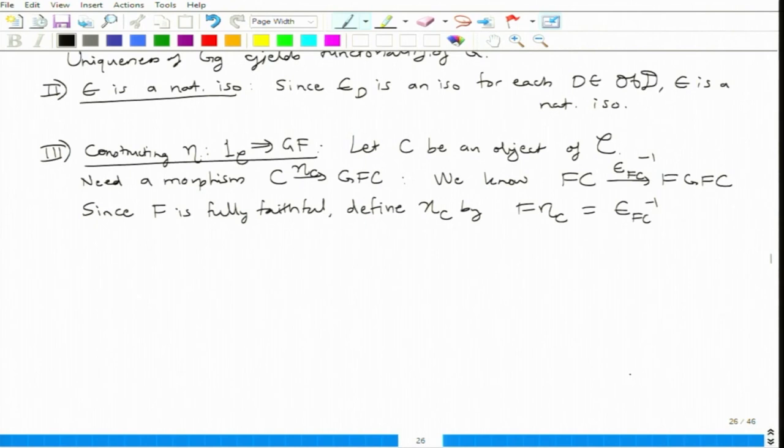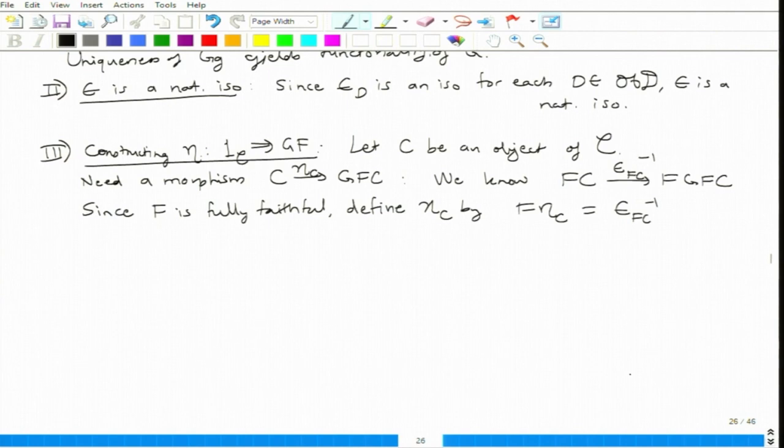Okay, because we knew one morphism and we can take out F from this. Why does it have two-sided inverses? Eta C should have a two-sided inverse. Eta C should be an isomorphism. Why should it be an isomorphism?